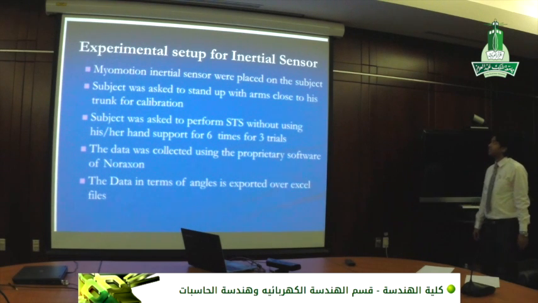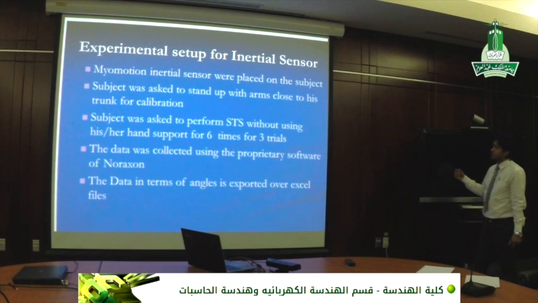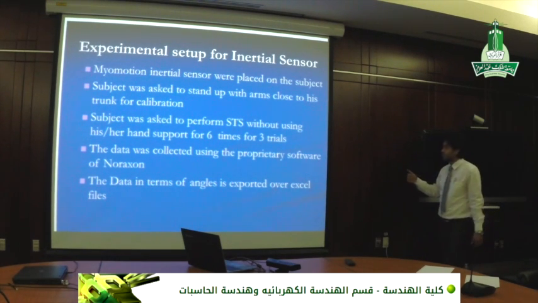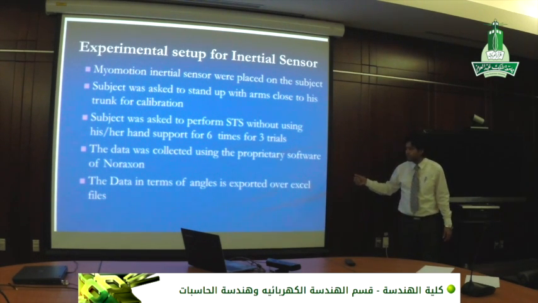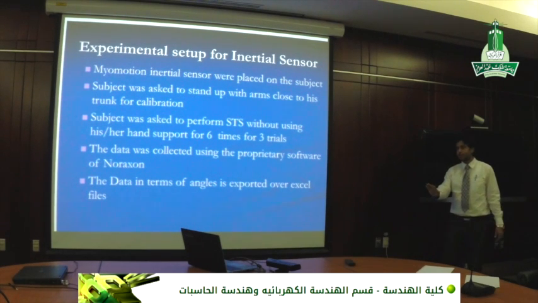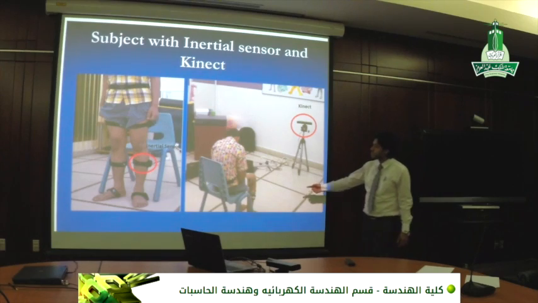The experimental setup for the inertial sensor was done by strapping the sensors over the subject's joints, and the sit-to-stand task was performed six times for 3 trials. The data was collected using the proprietary software of Noraxon, and the angles were exported to an Excel file for further processing. This is the subject with the inertial sensors.